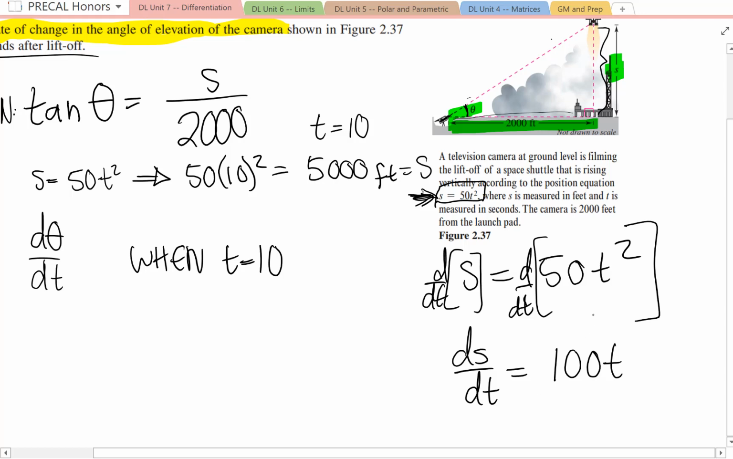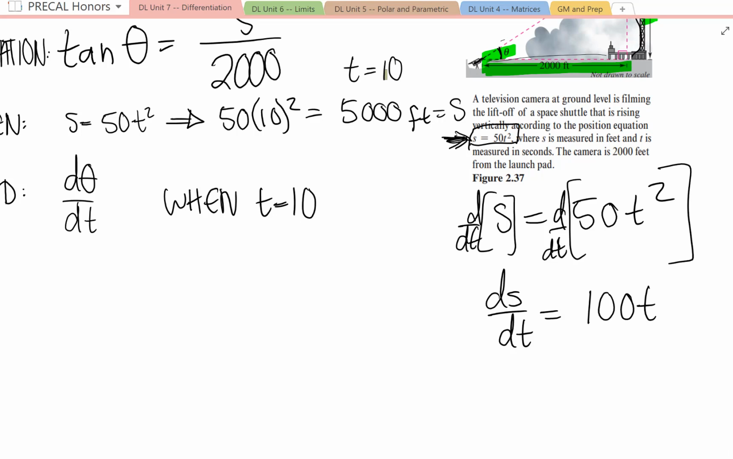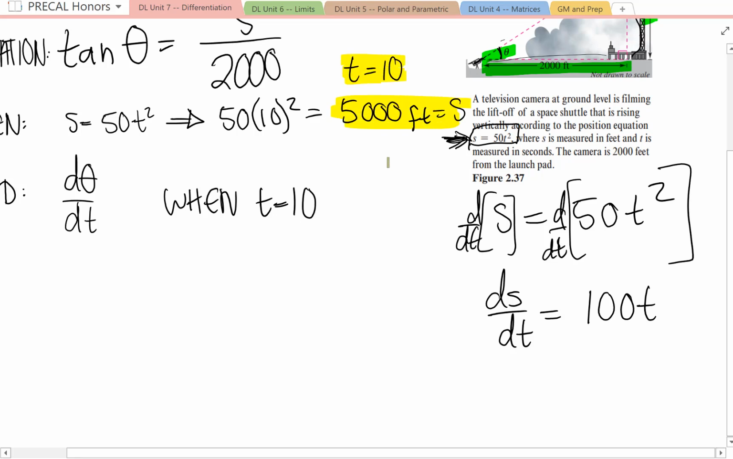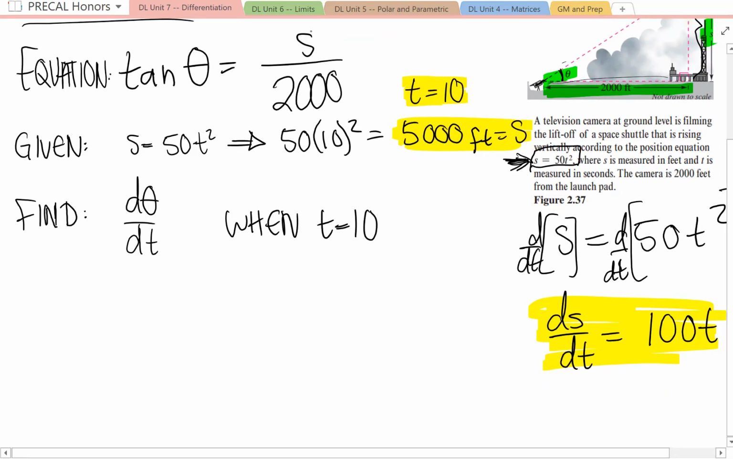So that's another piece of, quote, given information. You had to do a little bit of work to find it, but now I think we have everything we need. We have when t equals 10, we have s, and we have ds dt. So let's differentiate this tangent equation.